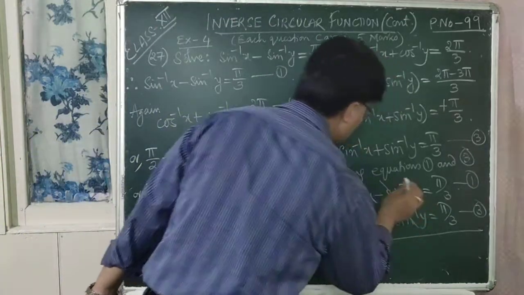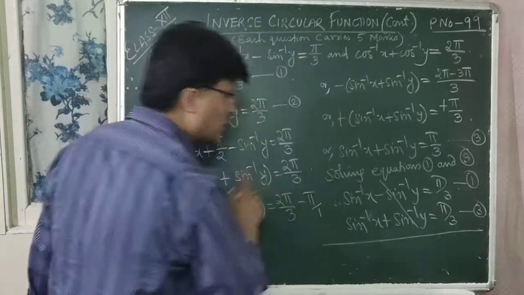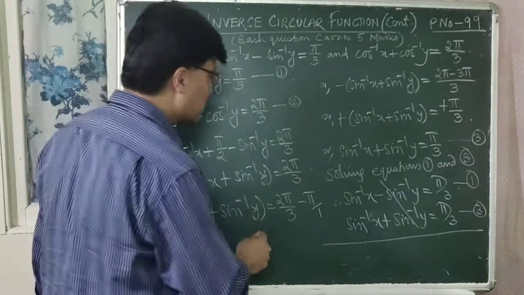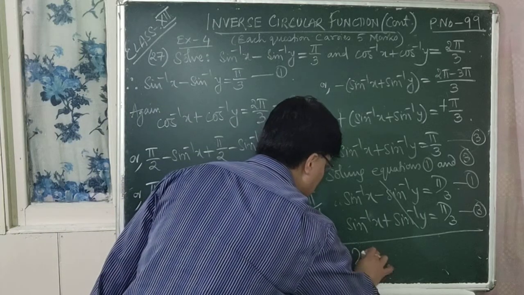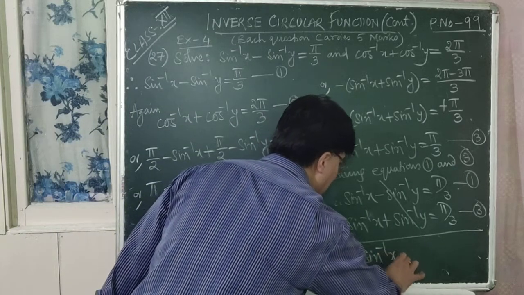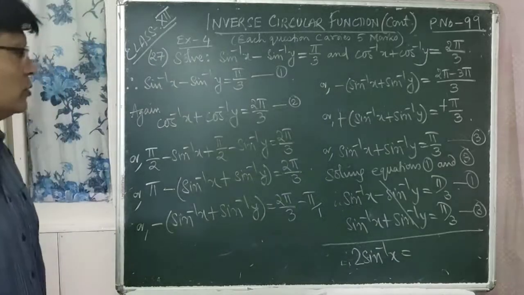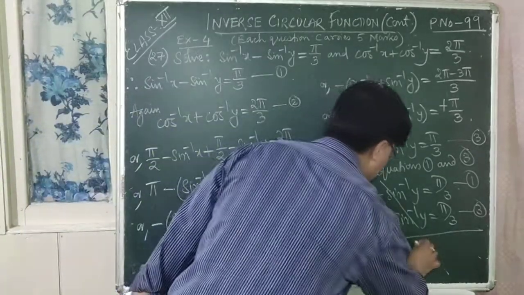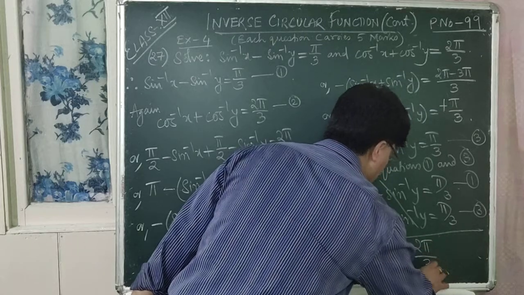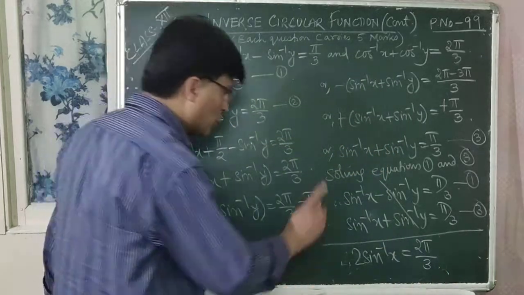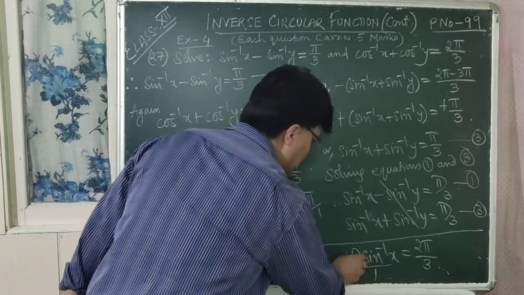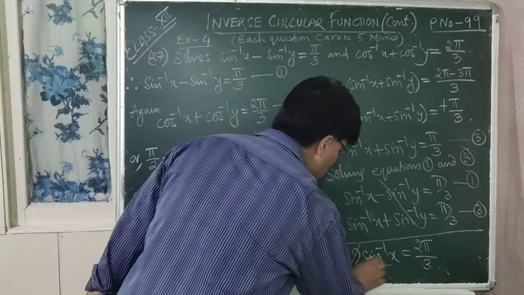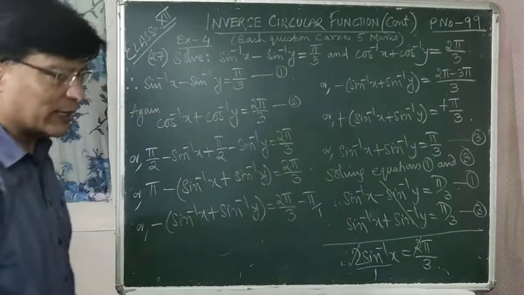So here sine inverse y gets cancelled. What is sine inverse x plus sine inverse x? What is a plus a? 2a. Likewise, sine inverse x plus sine inverse x is 2 sine inverse x, which is equal to, what is pi by 3 plus pi by 3? It is 2 pi by 3. So in the numerators on both sides there is a common 2, so you can cancel this 2, right?